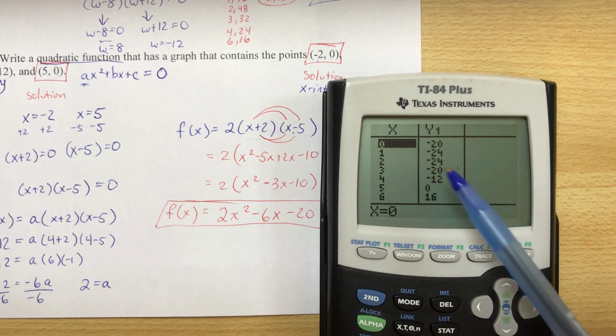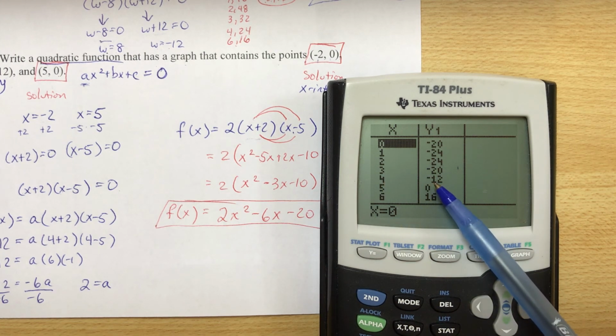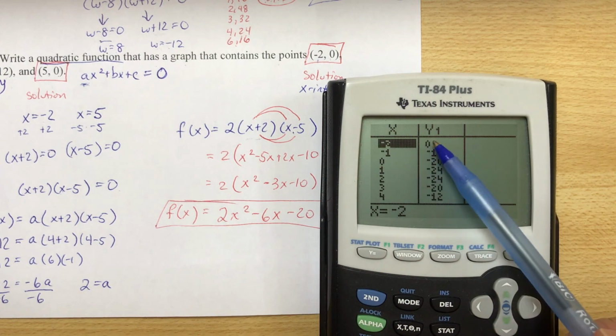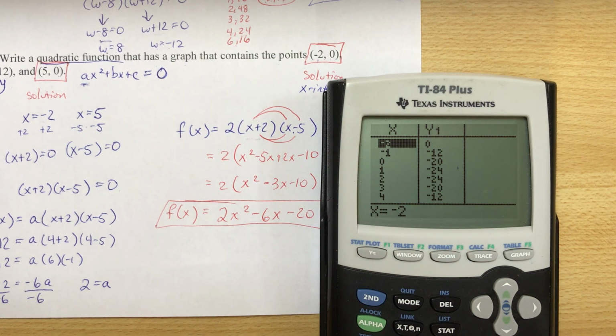Okay, I know that what I'm doing on the calculator you're not familiar with, but that's okay. If you use Desmos, x is 4, y is negative 12, x is 5, y is 0, x is negative 2, y is 0. So everything fits, and that is the end of part 2.